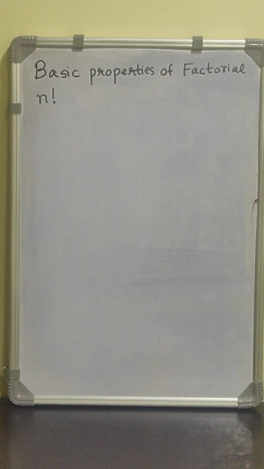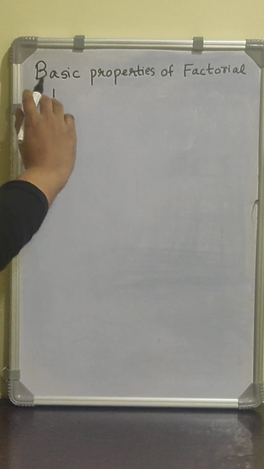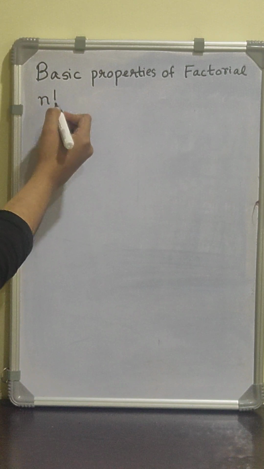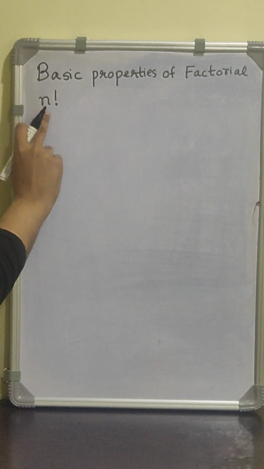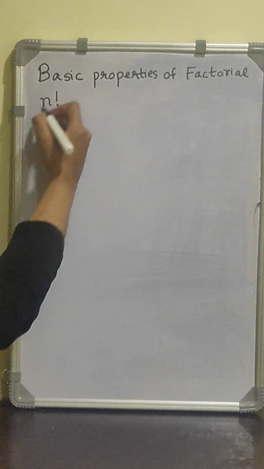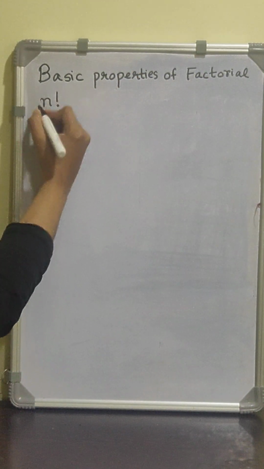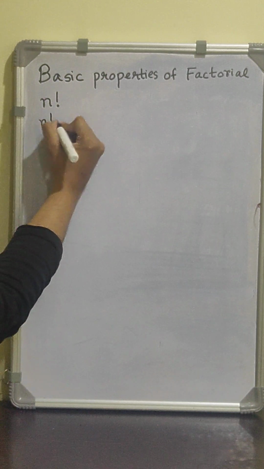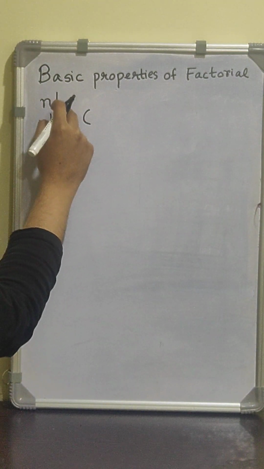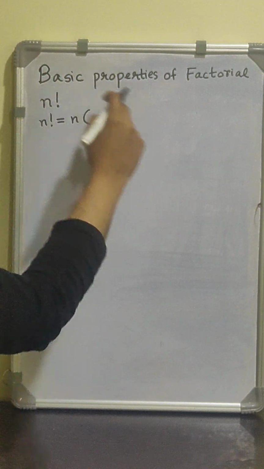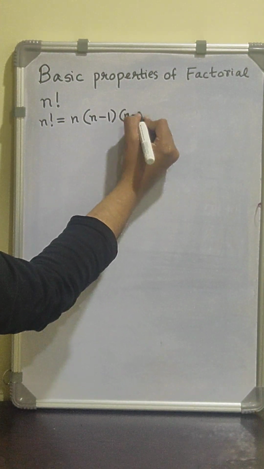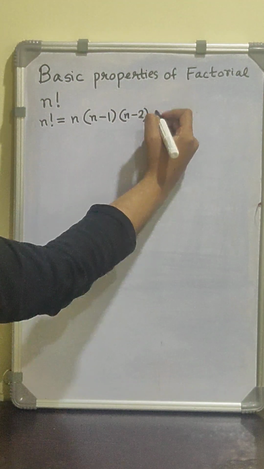Hello everyone, in this video we are going to see some basic properties of factorial that is represented like this, n exclamation mark, and this is called n's factorial. So the most basic property is sometimes called the expansion of n factorial, and that is something like n factorial is equal to the product of all integers from n all the way down to 1. So the product of n and all the integers down to 1.